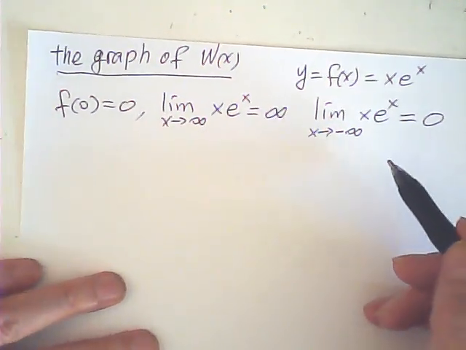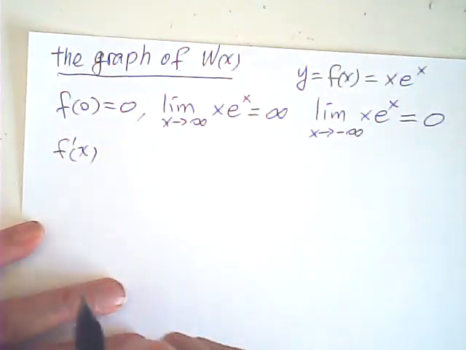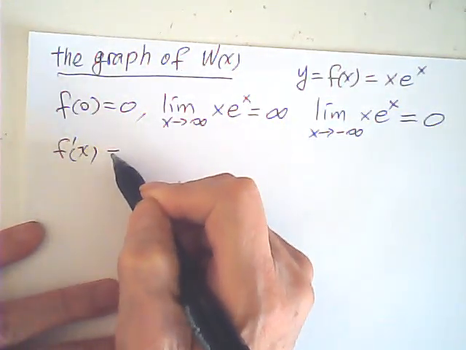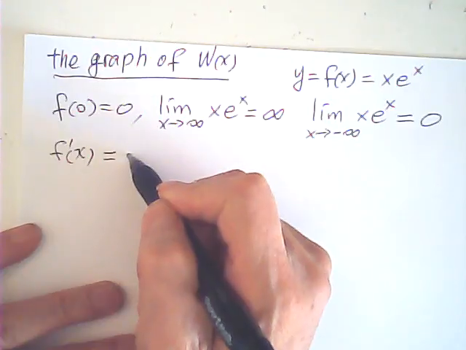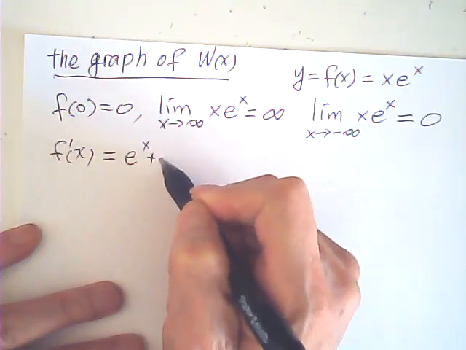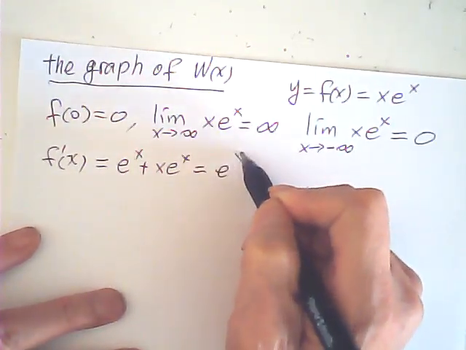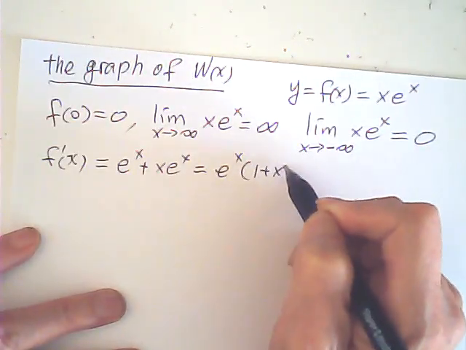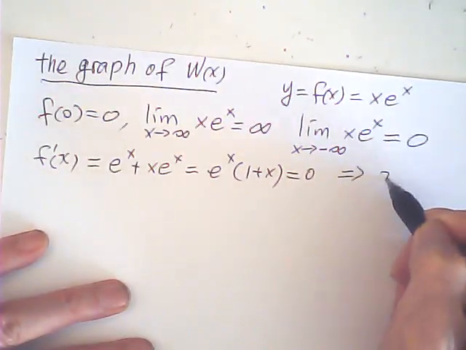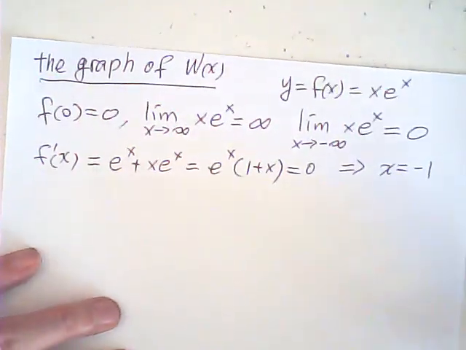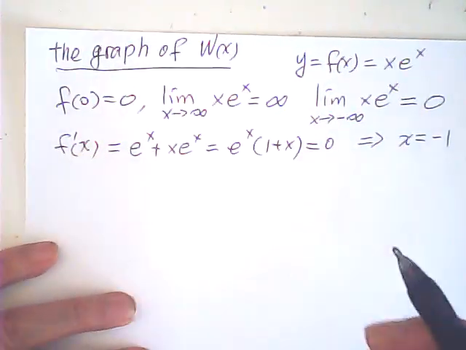Now we take the derivative of f with respect to x. The derivative of this function will be e to the x plus x e to the x, which is equal to e to the x times (1 plus x). When this is equal to 0, it means that x equals negative 1. We try to find some critical points, then we can sketch the graph.